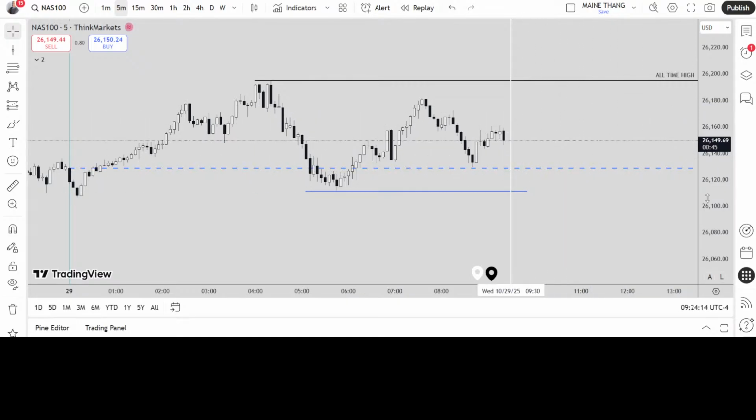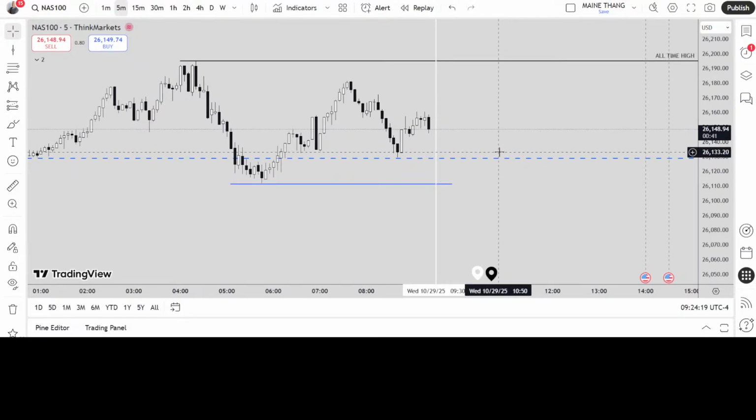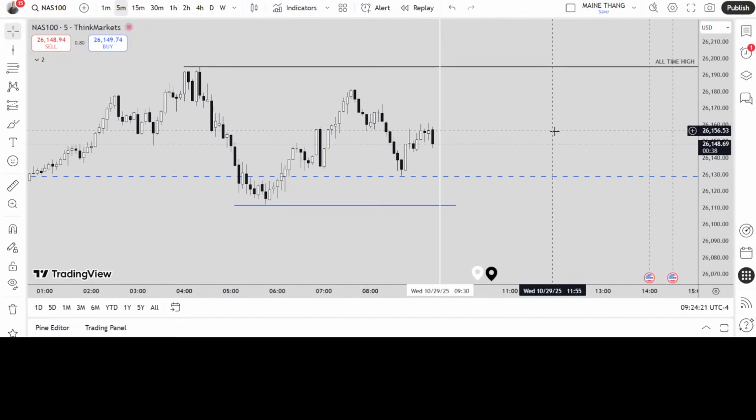And since we did take an L yesterday, we are risking half of 1%. Yesterday we risked 1%. Today we're going to risk half of that.